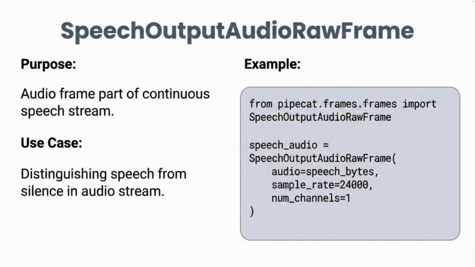So how much memory? When we discuss the processors, we have one different kind of processors involved. In that we will discuss more about how we distinguish speech from silence, and about buffering. So that is sometimes when this speech output audio raw frame is useful.